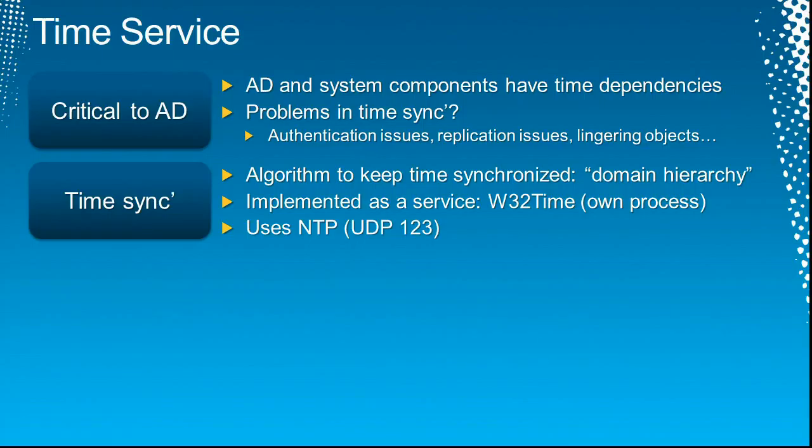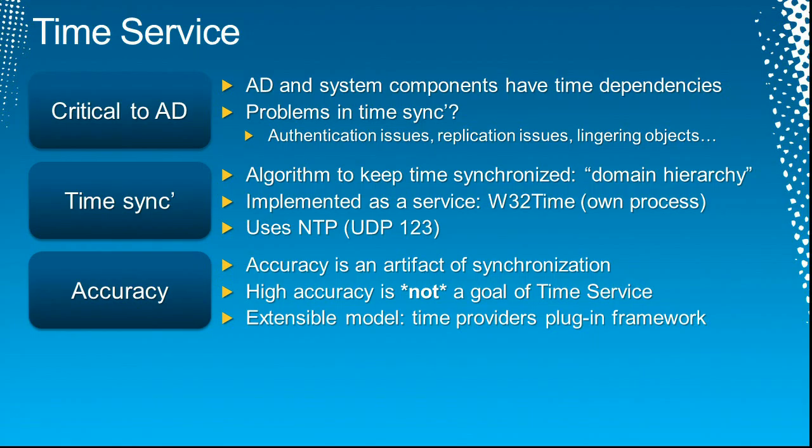The way it works is that there's a specific algorithm in time service that is called domain hierarchy that will make sure and will guarantee that every two components in a domain will have a specific delta in the time. And you can imagine what different requirements we have on authentication, for example, with Kerberos having a delta of maximum 5 minutes.